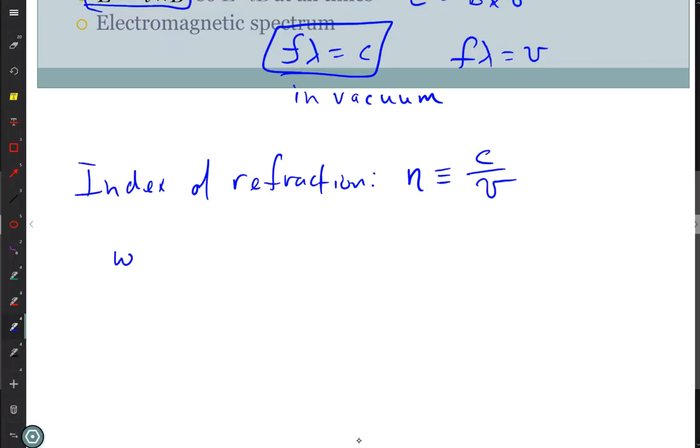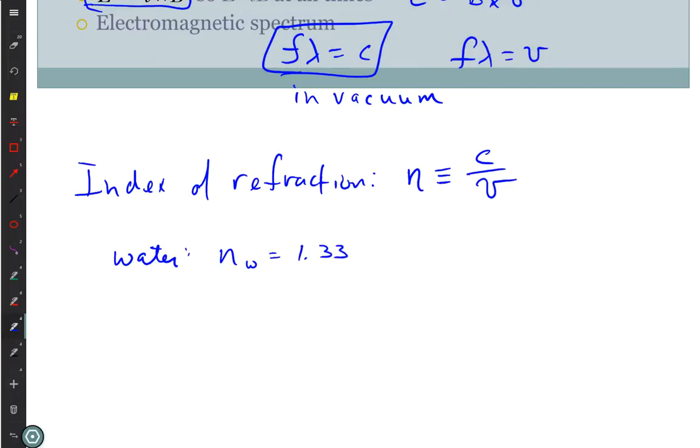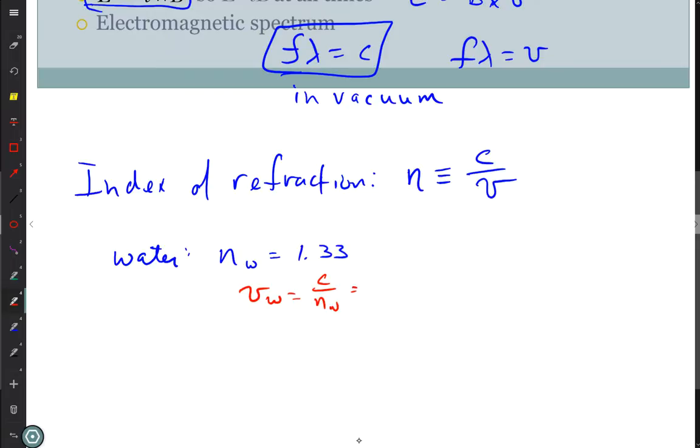So for water, N of water is equal to 1.5. That's not right, 1.33. So if N in water is 1.33, what's the speed of light in water? First, solve the equation for V. So take my index of refraction equation. What does it solve for V? C over N.